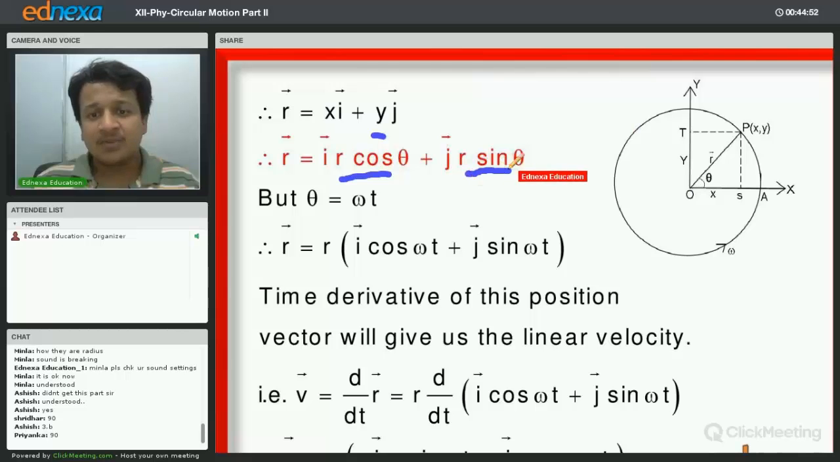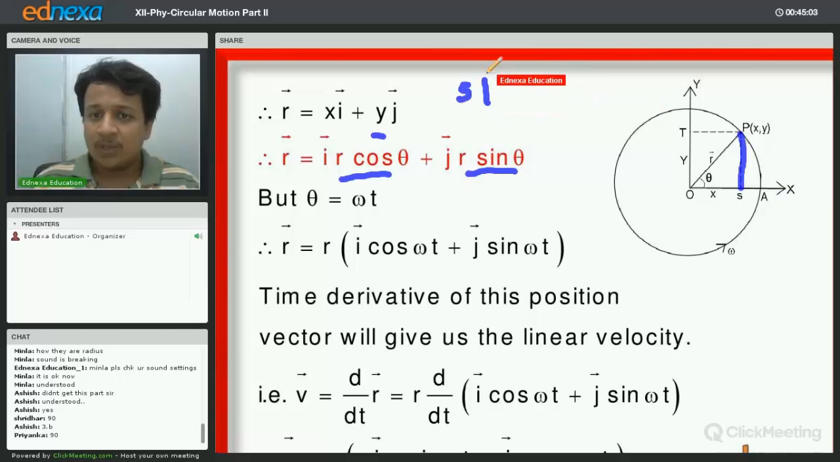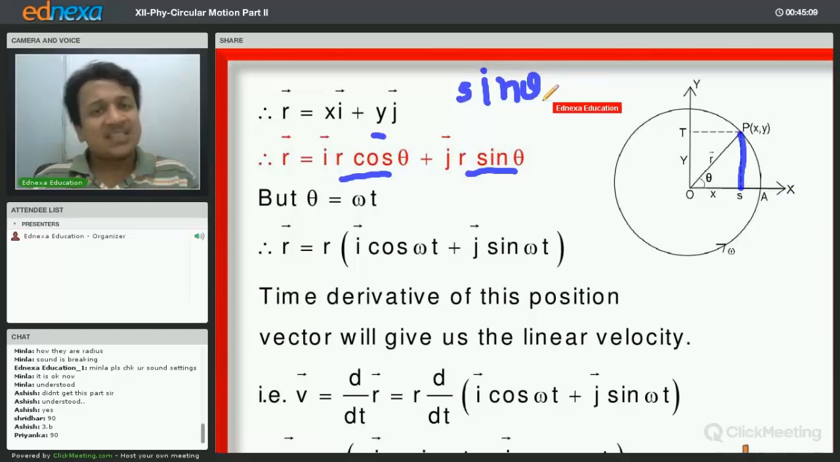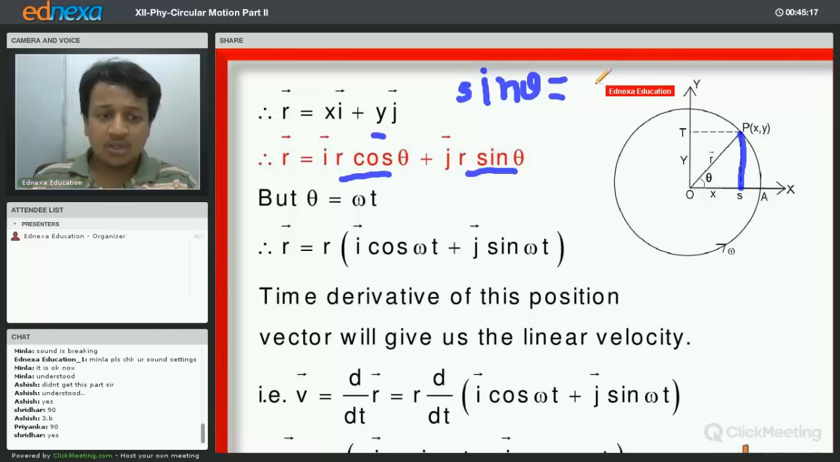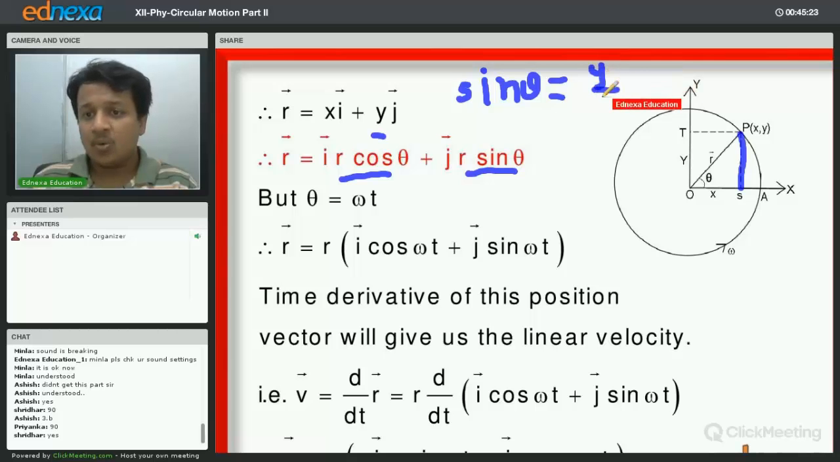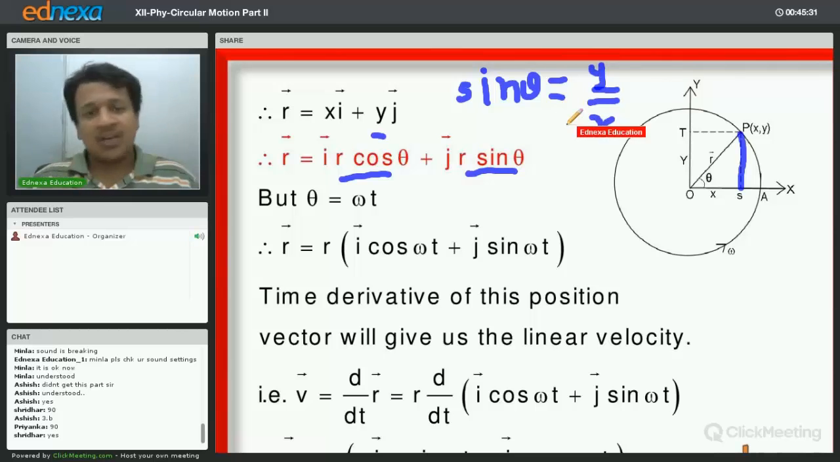Similarly, in place of y, I will substitute r sin theta. How? See. What is the formula of sin theta? Opposite. Opposite is PS. So sin theta is equal to PS upon r. But are PS and OT the same? Do these two lines have the same value, PS and OT? Yes. So as PS and OT, meaning y, have the same value, I can write y upon r. So y equal to r sin theta. So in place of y I substituted r sin theta.